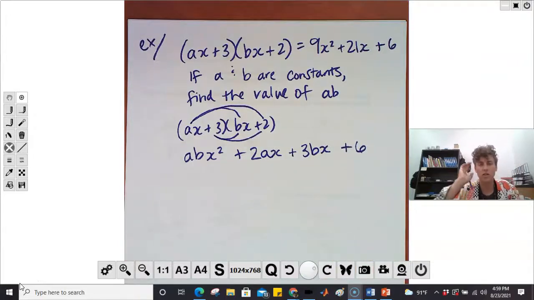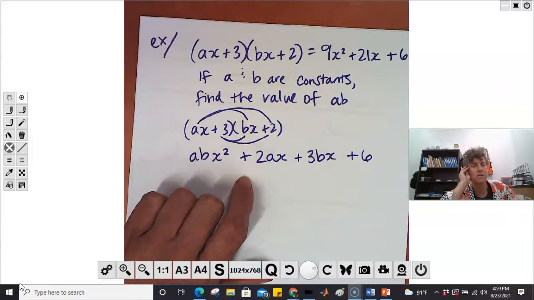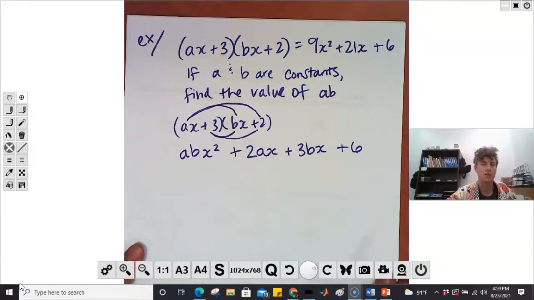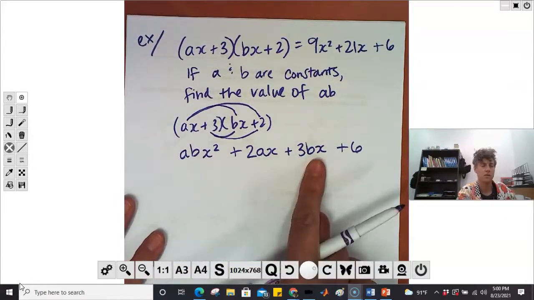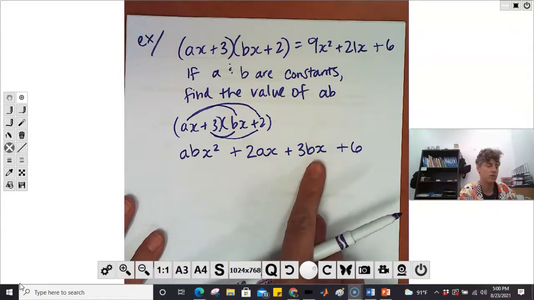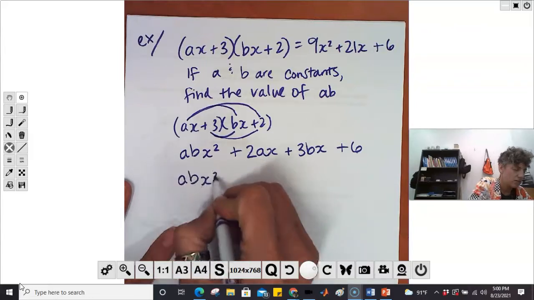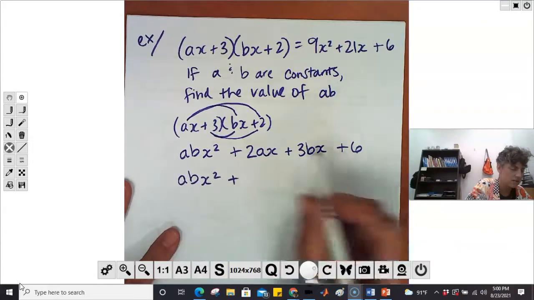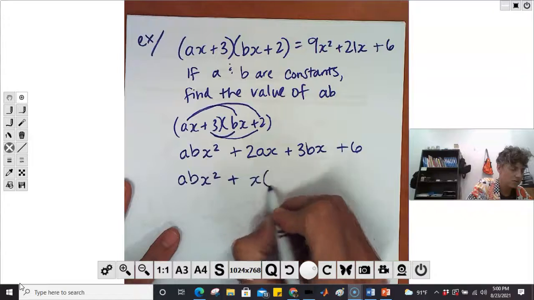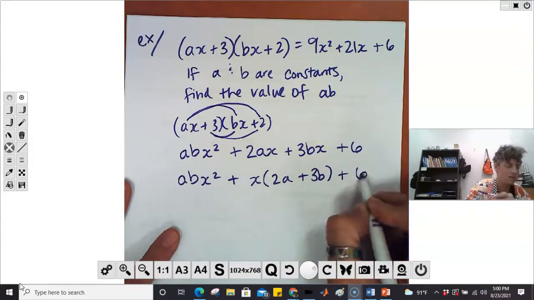Do we have any like terms to combine? I mean, kind of. These both have x's. So we could put these together if we wanted to. It would be abx squared plus, you could pull out an x and do 2a plus 3b, plus 6.